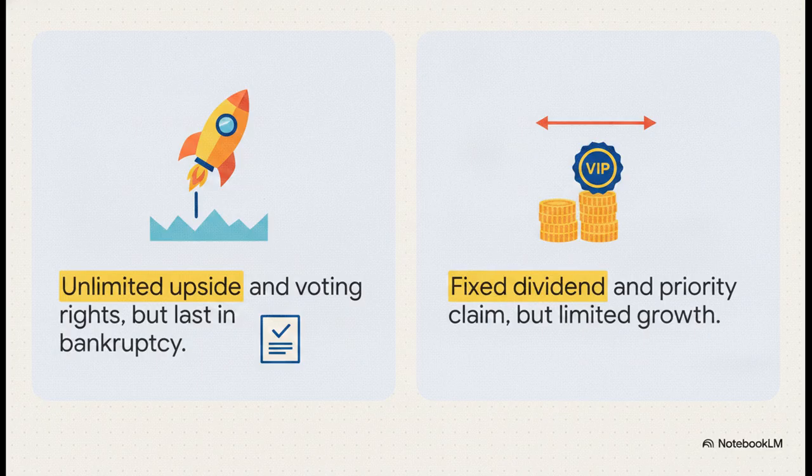On the flip side, preferred shares make a trade. They sacrifice that unlimited growth and the voting rights, but in exchange, you get priority. You get a fixed, almost bond-like dividend and a much better spot in line if the company is liquidated.